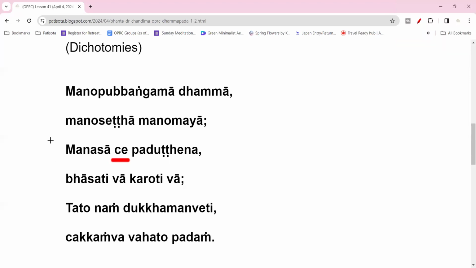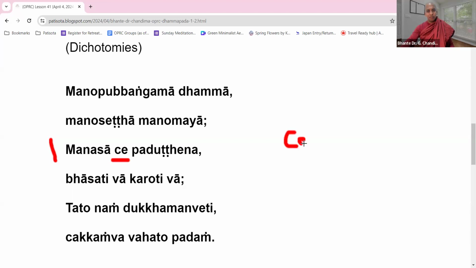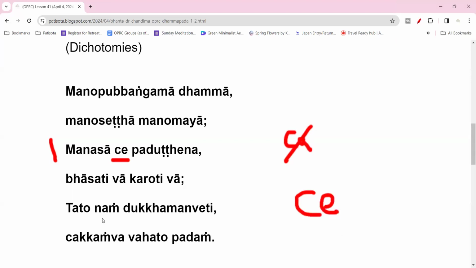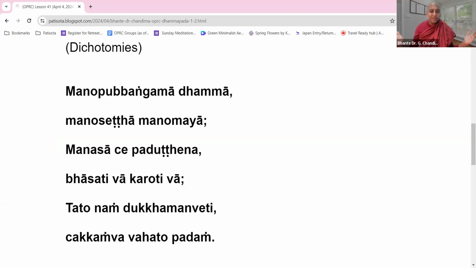Manasa cha. This is not cha, it's che. Manasa che padutthena. Che actually means what if. What if somebody is going to have a polluted mind? What if. But cha is actually, you couldn't see cha over here, cha means and. All right.